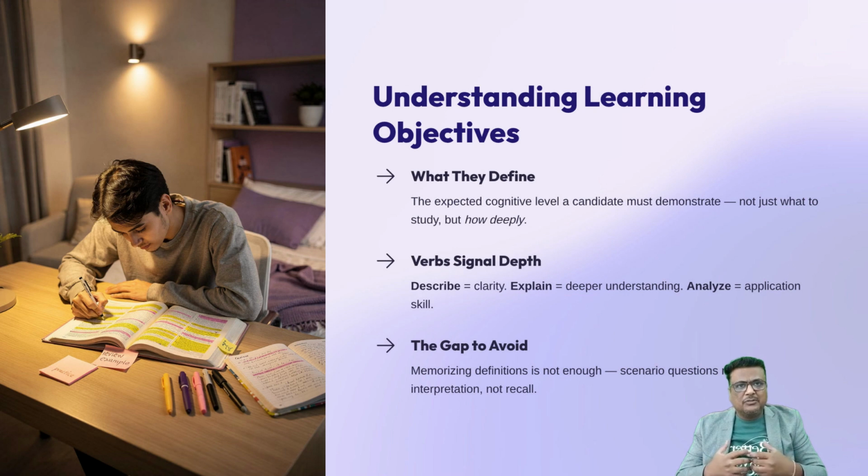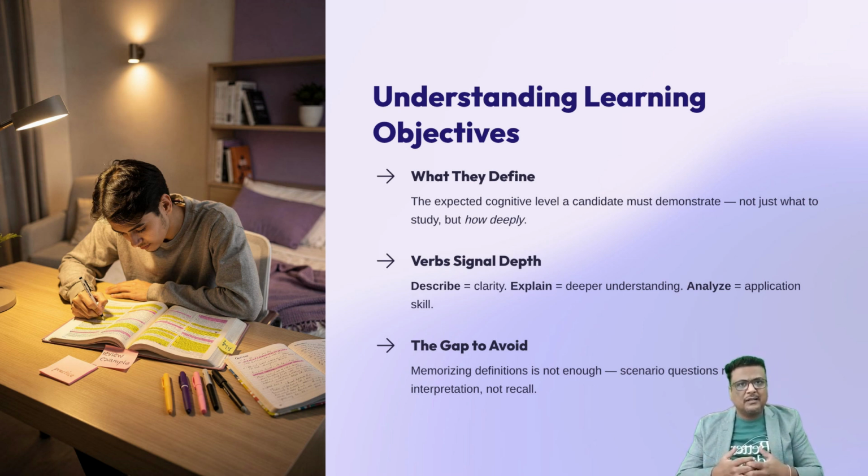Learning objectives, formally speaking, define the expected cognitive level and capability a candidate must demonstrate in the exam. In simple words, they tell you how deeply you need to understand a topic. Let's break this down together. If the objective says describe, you need clarity. If it says explain, you need deeper understanding. If it says analyze, you need application skill. I once saw a student memorize definitions but struggle with scenario questions because the exam required interpretation. You've probably seen that gap between memorizing and understanding. Stay with me here. Verbs matter in the syllabus.